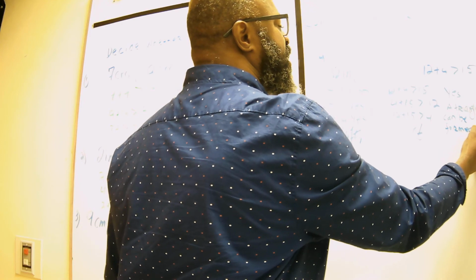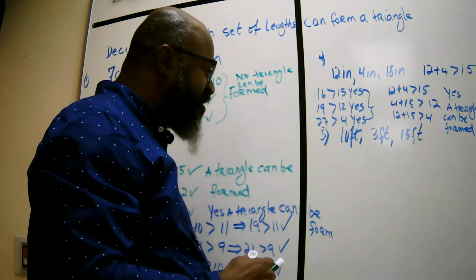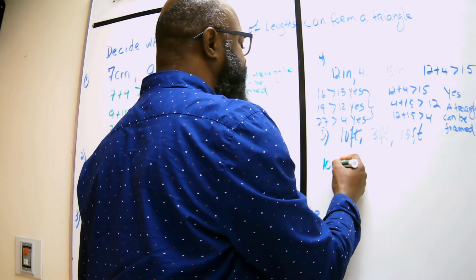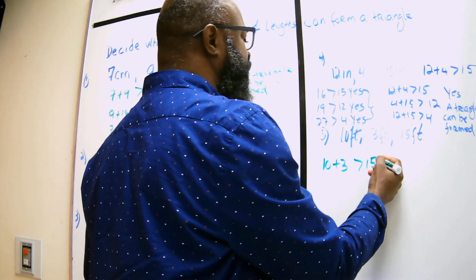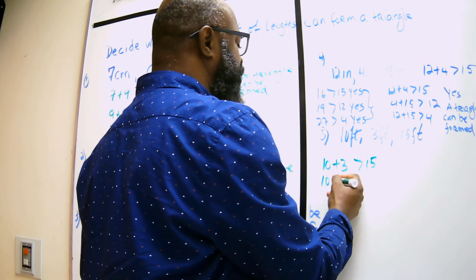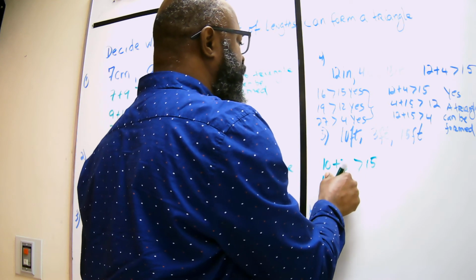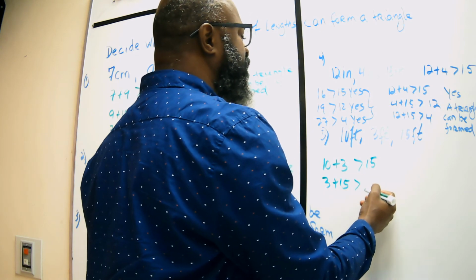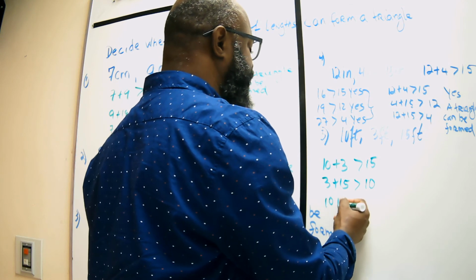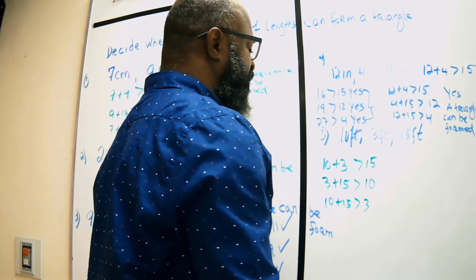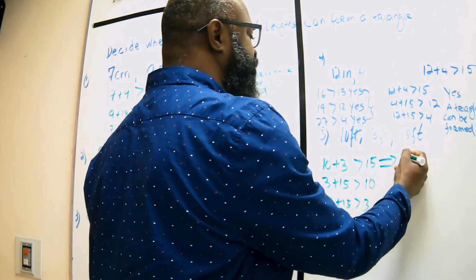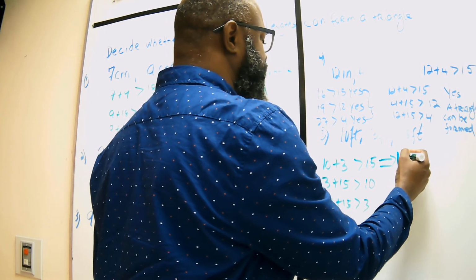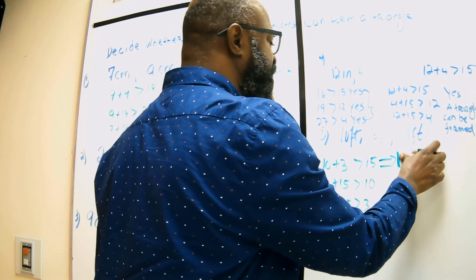Alright, let's try the last one in this group. You are given the lengths 10, 3, and 15. So I will have the first side plus the second side, 10 plus 3, greater than 15. And 3 plus 15 greater than 10. And 10 plus 15 greater than 3. If we get our 3 yeses, then a triangle forms. In this case, 10 plus 3 is 13. Is 13 greater than 15? That's a no. In this case, you can stop because 13 is not greater than 15.